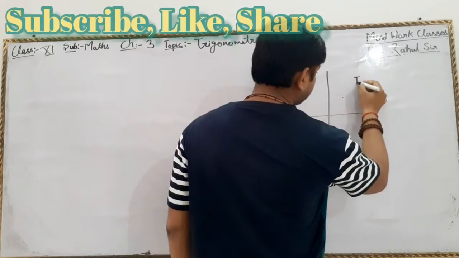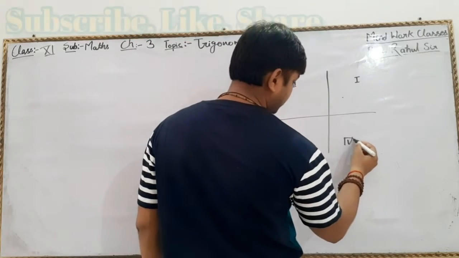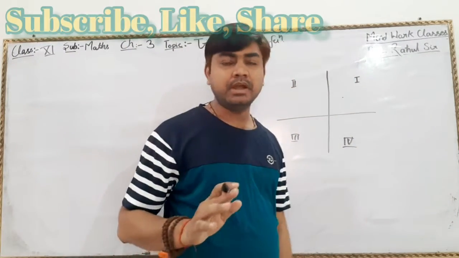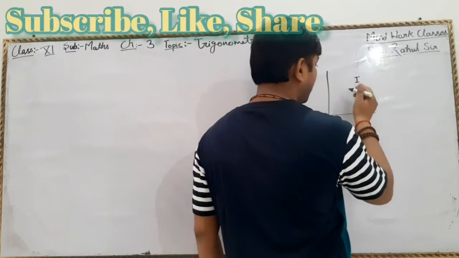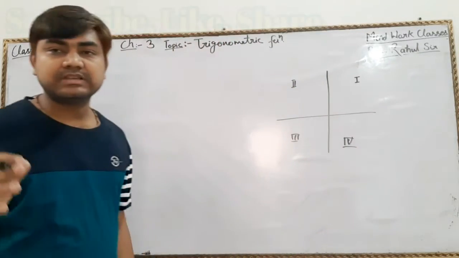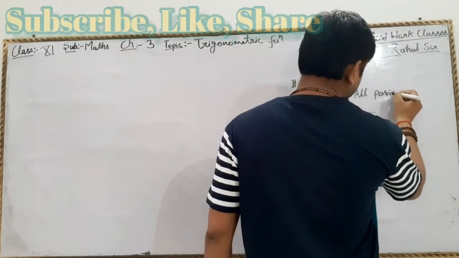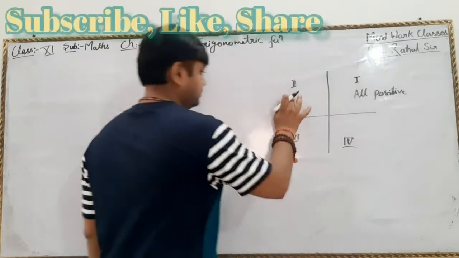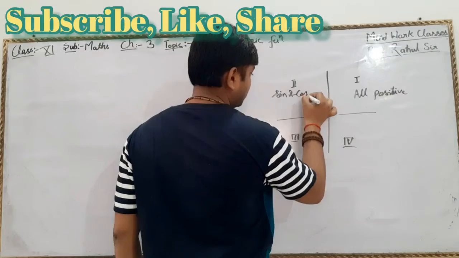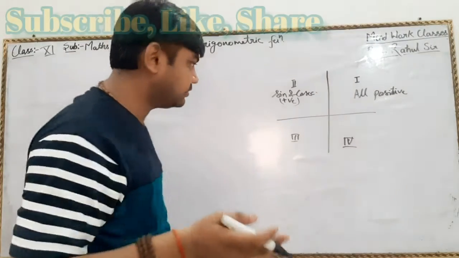Here we know that this is the first quadrant, this is the second quadrant, this is the third quadrant, and this is the fourth quadrant. The basic concept behind this is: in the first quadrant all functions are positive: sine, cos, tan, cosec, sec, cot, all are positive. In the second quadrant, sine and cosec are positive and the rest are negative.